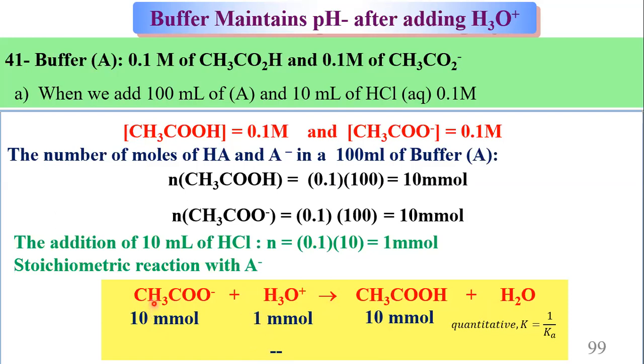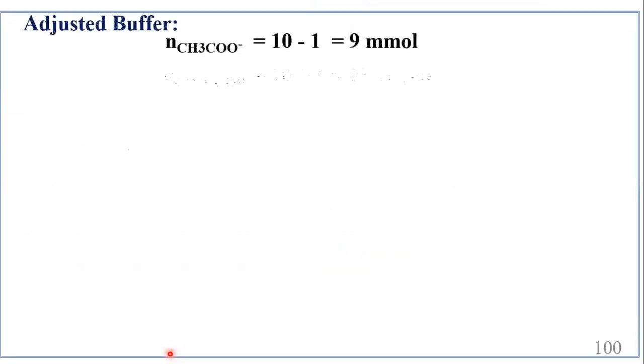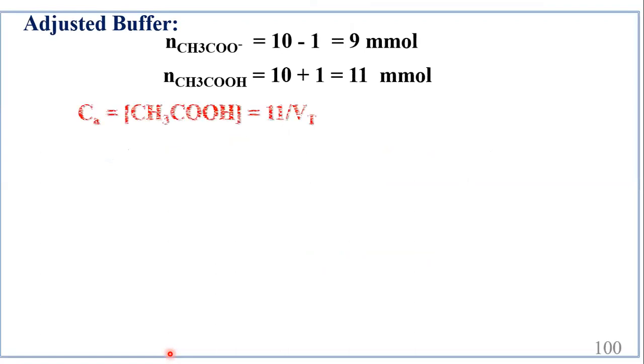What happened when this reacted? You'd say 10 minus 1, which is 9 millimole. And on the product side, this is 10 plus 1, which is 11 millimole. What do I have now in solution? I have an adjusted buffer. I still have the anion in solution. I still have the acid as a couple, and it's still a mixture of acid and its conjugate base, and therefore I have formed an adjusted buffer with new concentrations or new moles in solution.